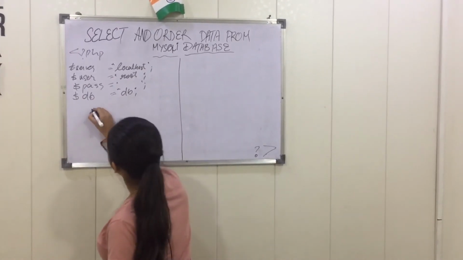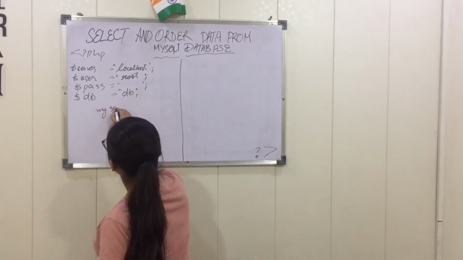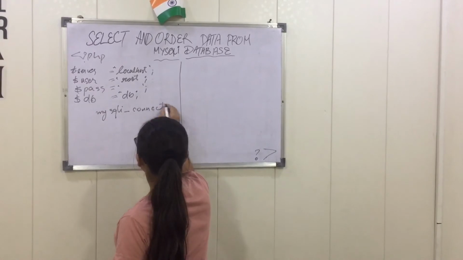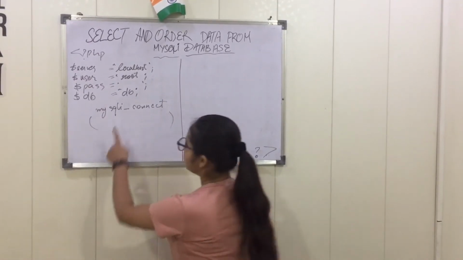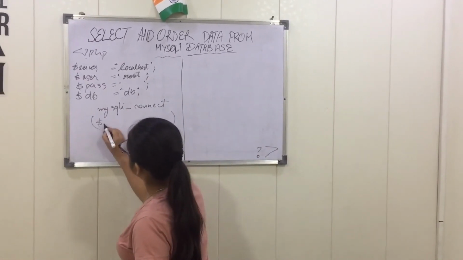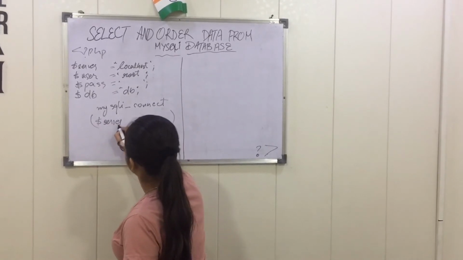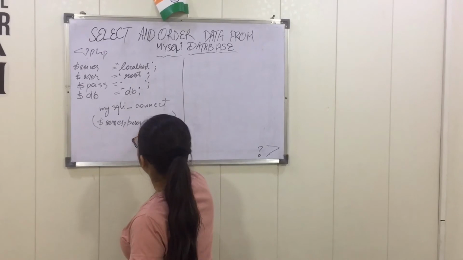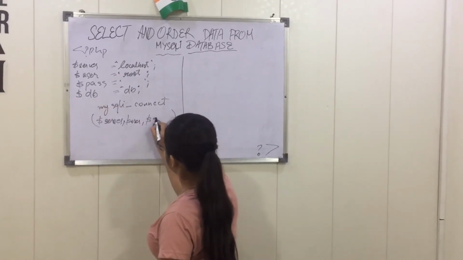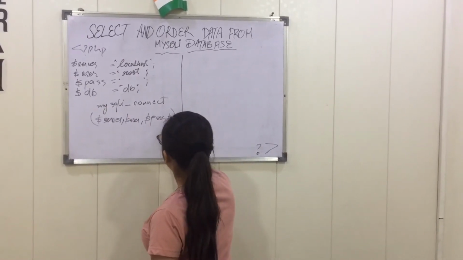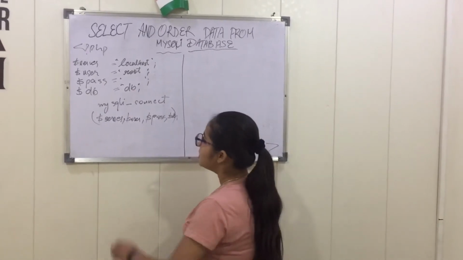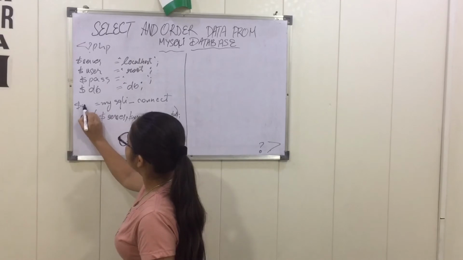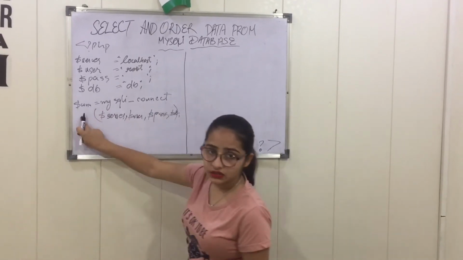To make the connection, we write mysqli_connect. In between this, we will pass all the variables. First of all $server, after that $user, after that $pass, after that $db, and then a semicolon. Now we will put this into a variable. Suppose my variable name is $con, that is for connection.